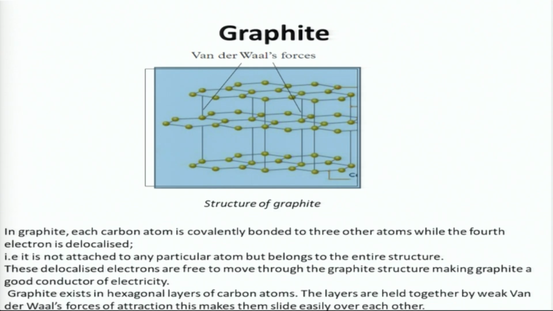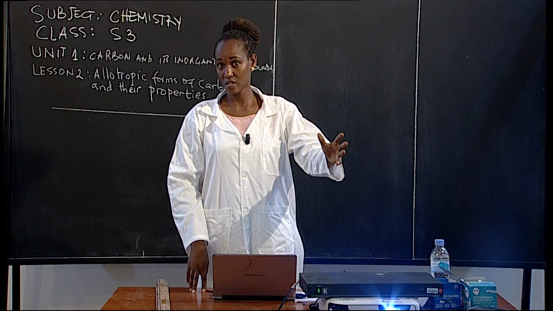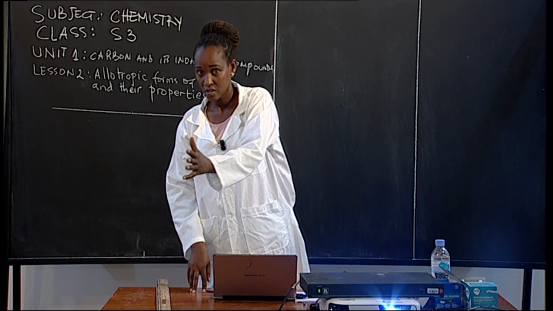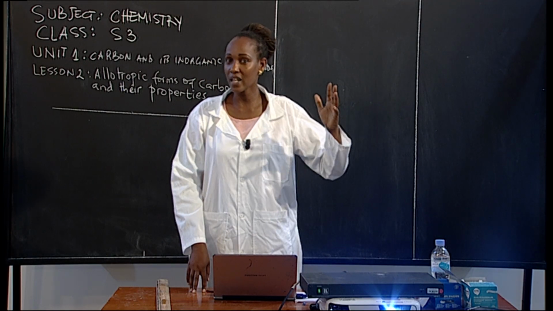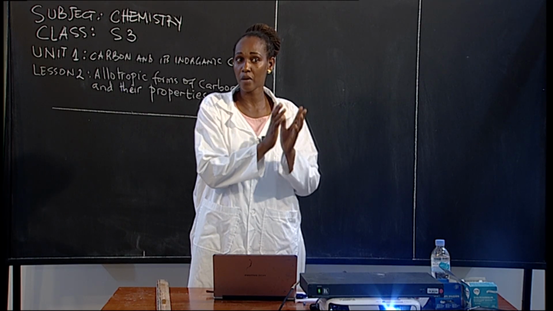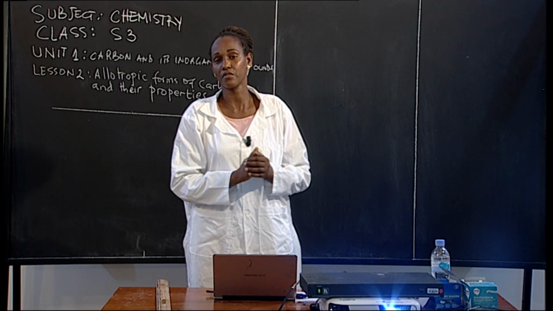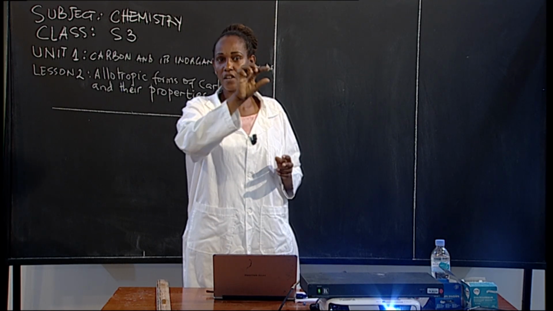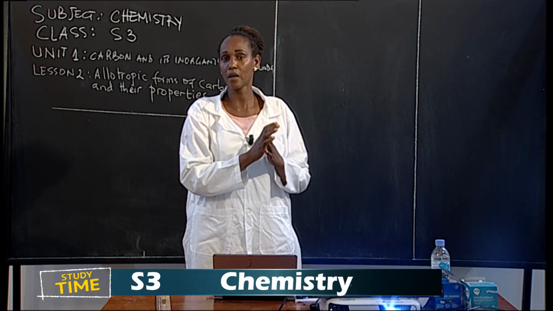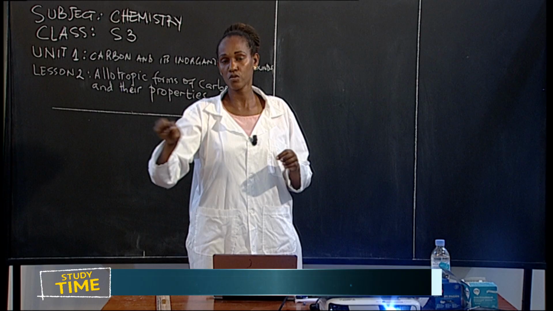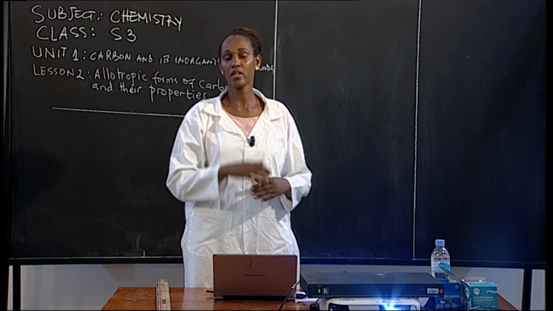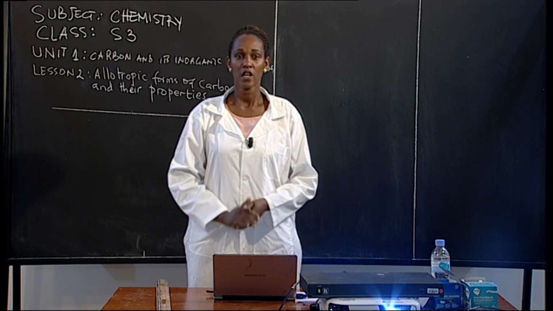All right? Remember, we have to look at the properties of these forms of carbon and relate them with their uses. That's the objective of the lesson. That's why when we are talking about the physical properties, you should be very attentive. Why? Because it is within the physical properties and the structure makeup of these compounds that we get their uses. We relate the physical properties with their uses. That's why you need to be very attentive. Good. So we start off with graphite.